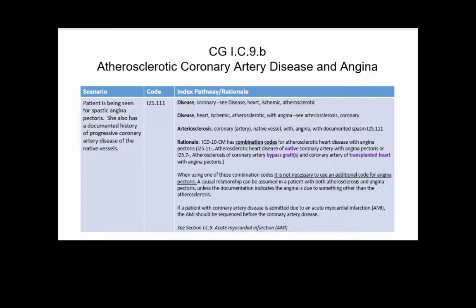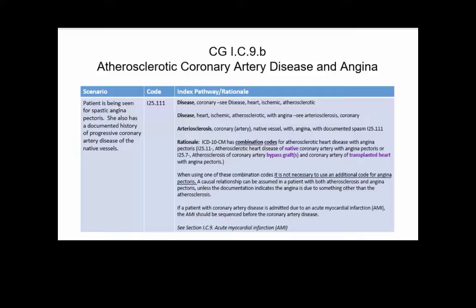The next guideline has to do with atherosclerotic coronary artery disease and angina, or angina. This is just a guideline telling us that there are codes for different coronary artery disease that include angina. Coronary artery, of course, is the artery in your heart, and it can become blocked with plaque or clots. But when it's plaque, it's typically an atherosclerotic coronary artery disease.